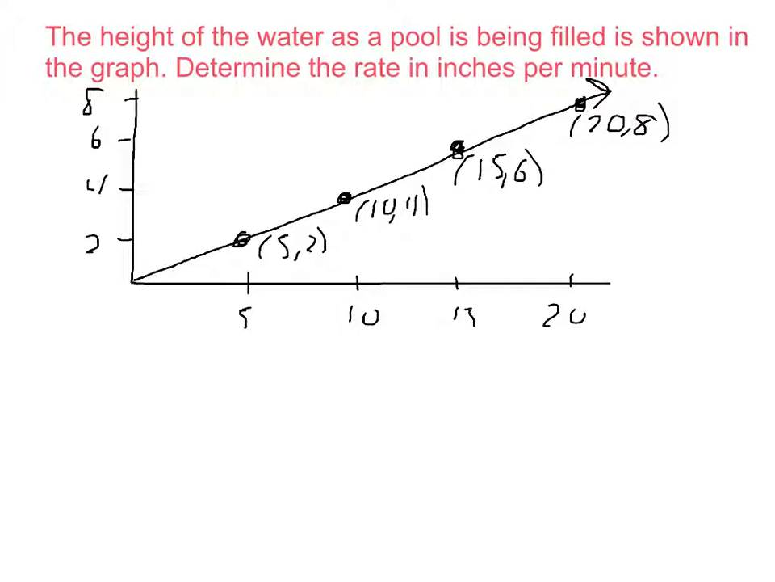The x-axis is the time, and that's the time in minutes. And the y-axis is going to be the height, and that's the height in inches. Now, the trick here is we want to determine the rate in inches per minute. We could do this in one of two ways. We could look at this just as a constant rate of change, or we could look at this from the perspective of the slope.